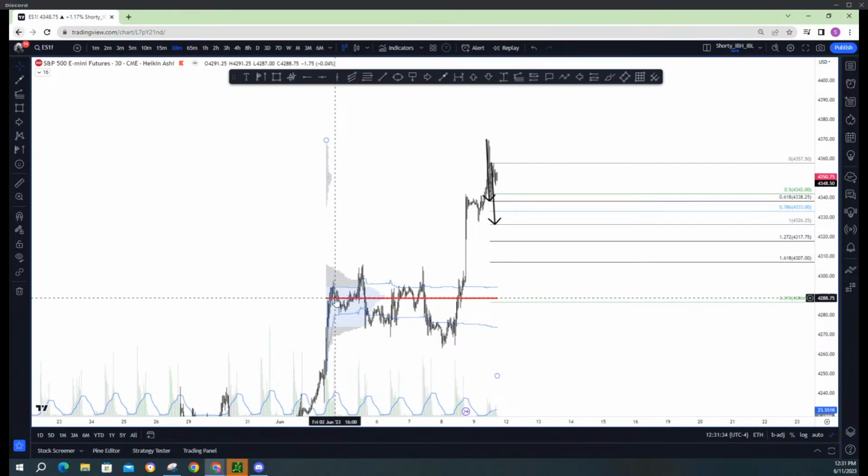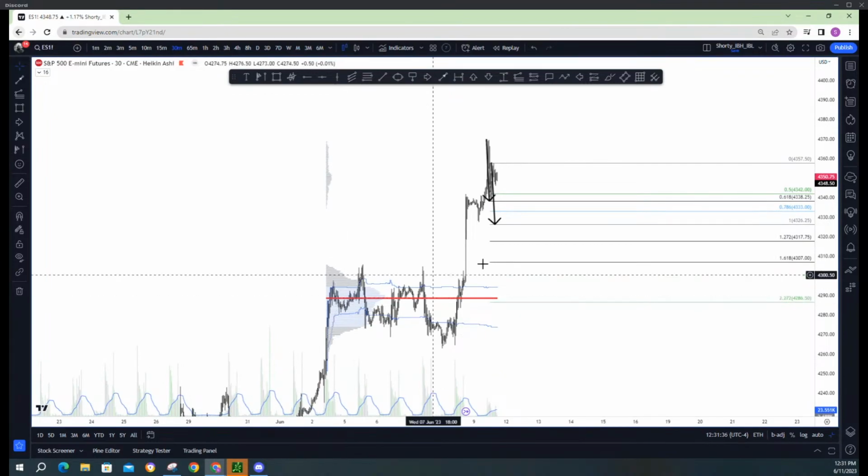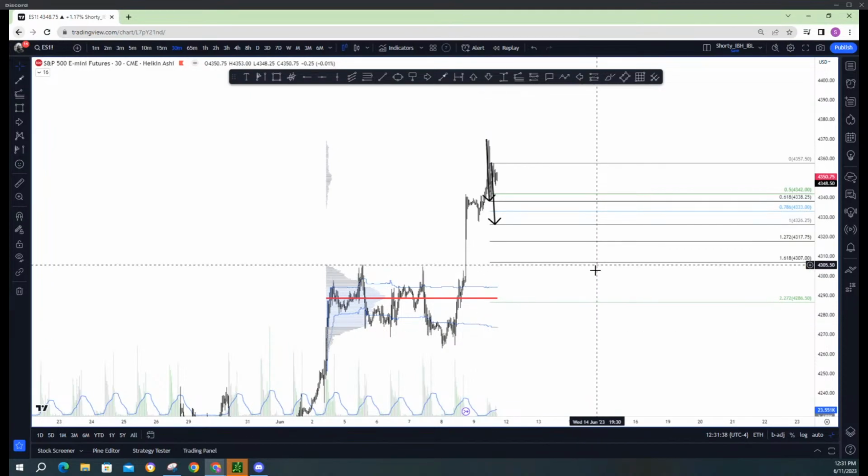And most likely, this is not a bad level to catch some longs, because people are going to be freaking out. You broke 4,300, blah, blah, blah. Probably not a bad level for long.